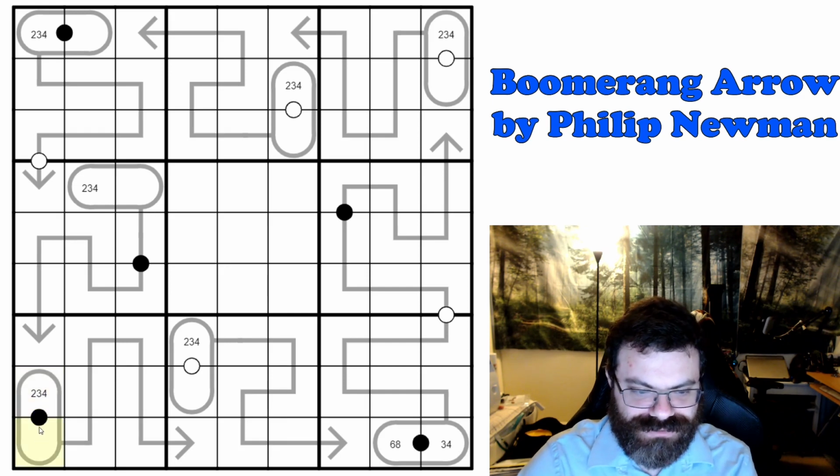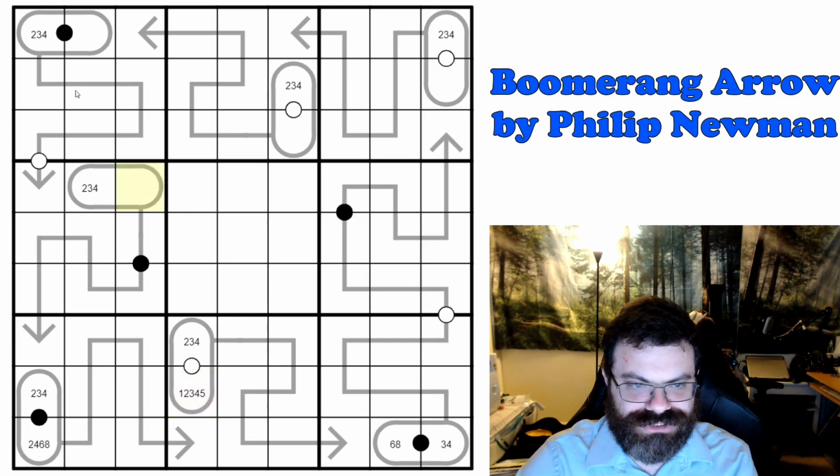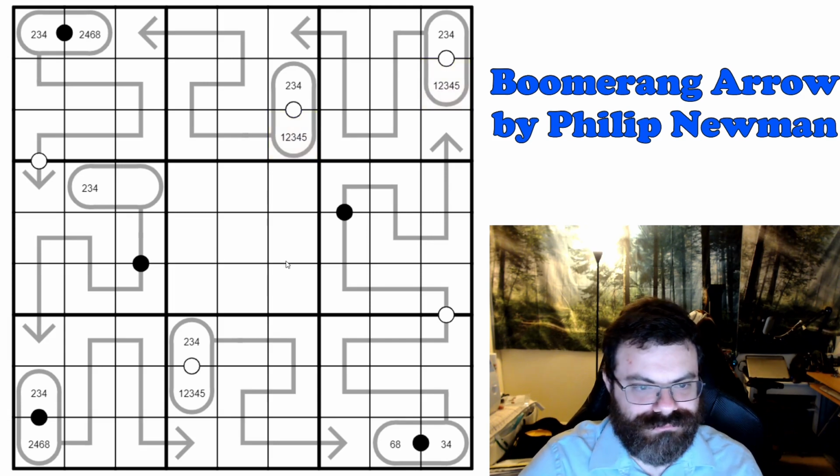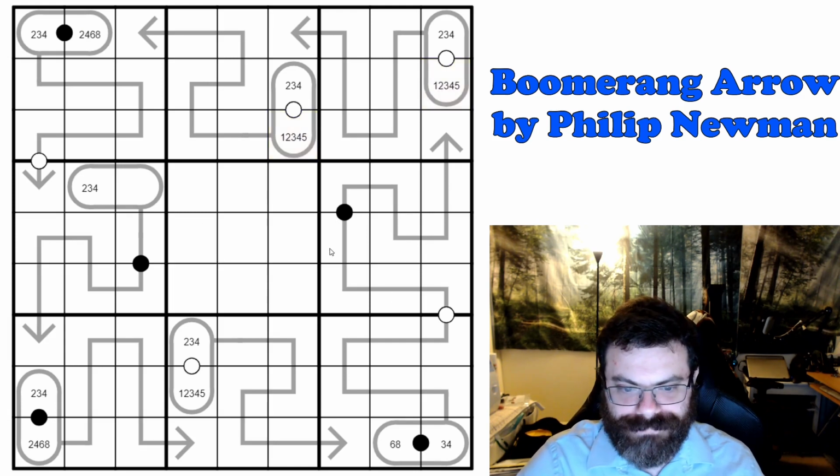So a 2 would have to be with a 4, a 3 would have to be with a 6, and a 4 could be with a 2 or an 8. This has to be consecutive, so this is 1, 2, 3, 4, or 5. This has no restriction. This is the same as the other one, 2, 4, 6, 8. And these are also 1, 2, 3, 4, 5. Okay.